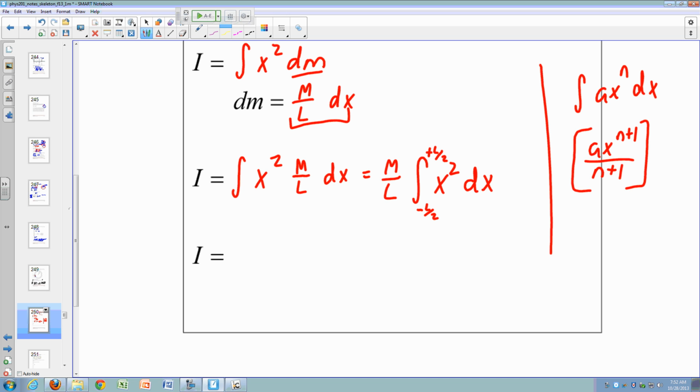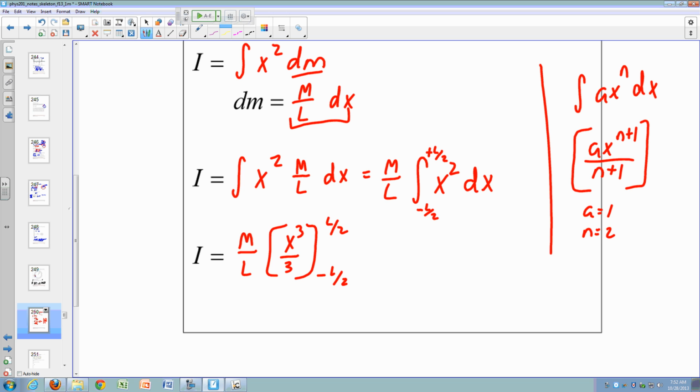Right. The integral of x squared, a will equal 1 for this particular case, n will equal 2, so it's going to be x cubed over 3. And we're going from negative L over 2 to L over 2.